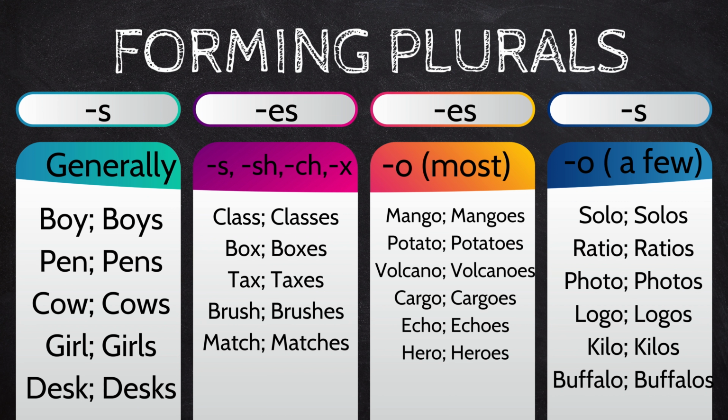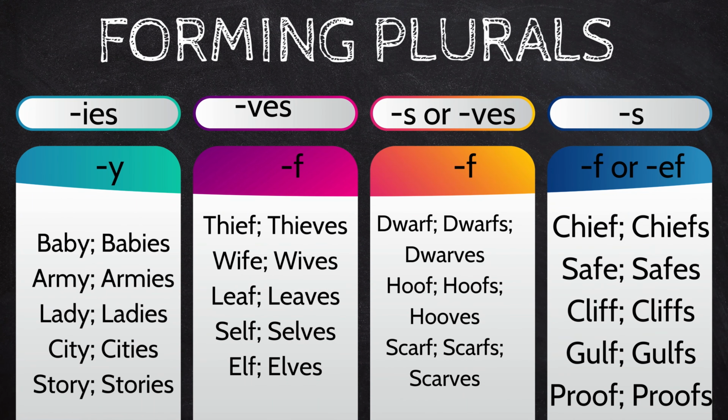Not only these, there are more rules. Let us look at them also. IES. We add IES when the word ends with Y. We cancel the Y, we omit the Y and add IES. Baby, babies; army, armies; lady, ladies; city, cities; story, stories. We add VES when the word ends with F. Generally, thief becomes thieves; wife, wives; leaf, leaves; self, selves; elf, elves.